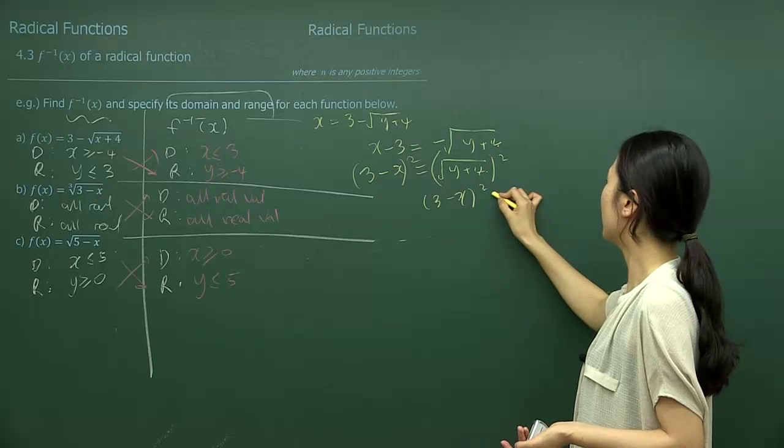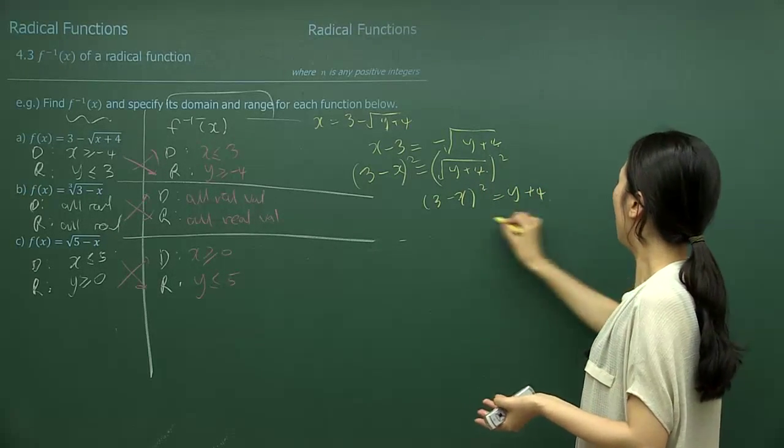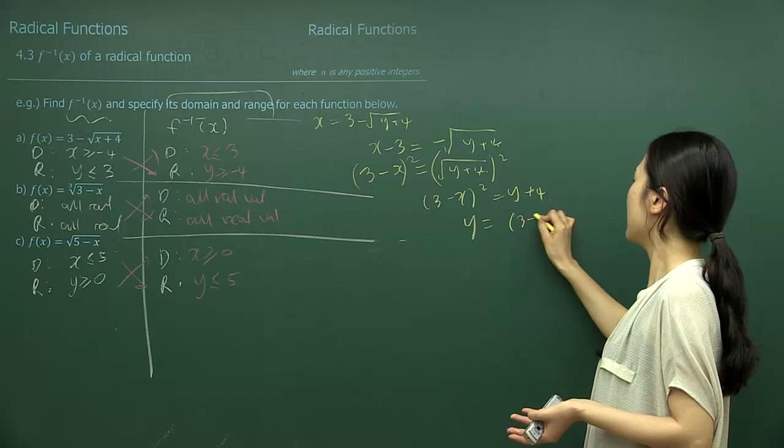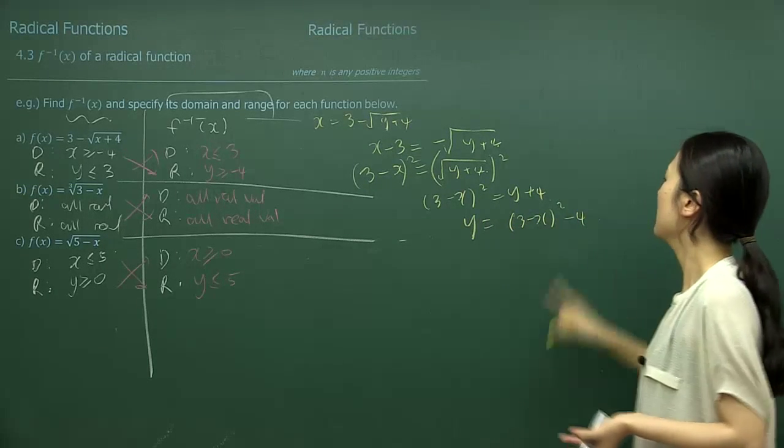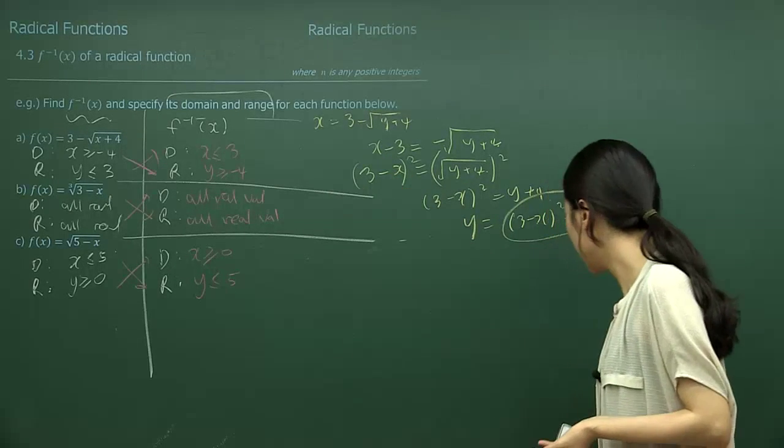So anyway, I'll just keep it as it is, it's not that important here. That will be equal to y plus 4. So technically, y then should equal 3 minus x squared minus 4, right? So that will be your inverse function expression for your first function.